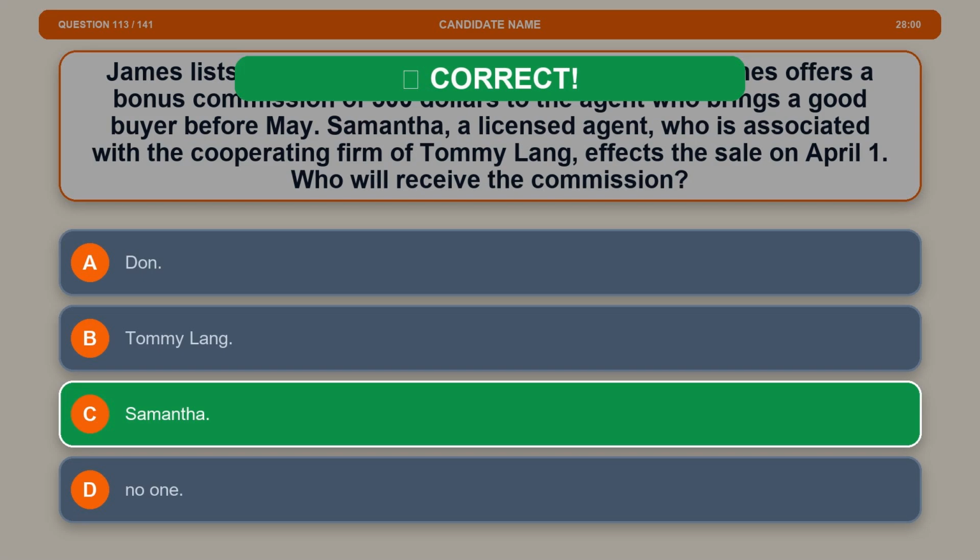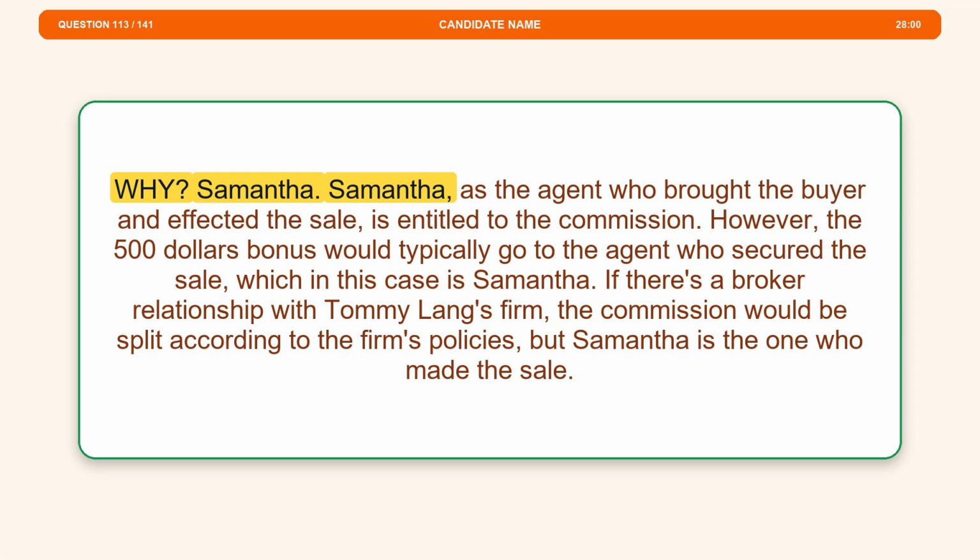The correct answer is option C. Samantha. Samantha, as the agent who brought the buyer and effected the sale, is entitled to the commission. The $500 bonus would typically go to the agent who secured the sale, which in this case is Samantha. If there's a broker relationship with Tommy Lang's firm, the commission would be split according to the firm's policies, but Samantha is the one who made the sale.